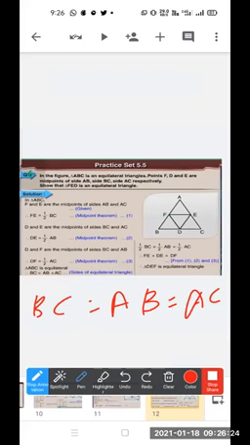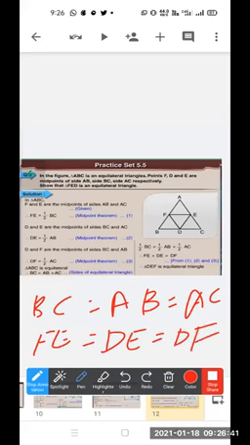Since they are the sides of an equilateral triangle, BC equals AB equals AC. So half of BC is FE, half of AB is DE, and half of AC is DF. We got that all three sides are equal, so triangle DEF is an equilateral triangle. By using the midpoint theorem, we can solve this question. Got it? Okay.